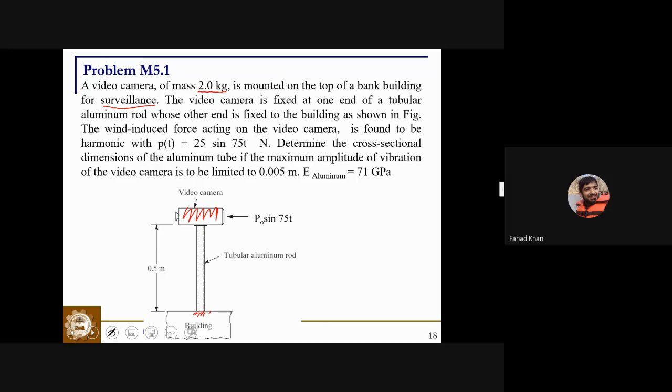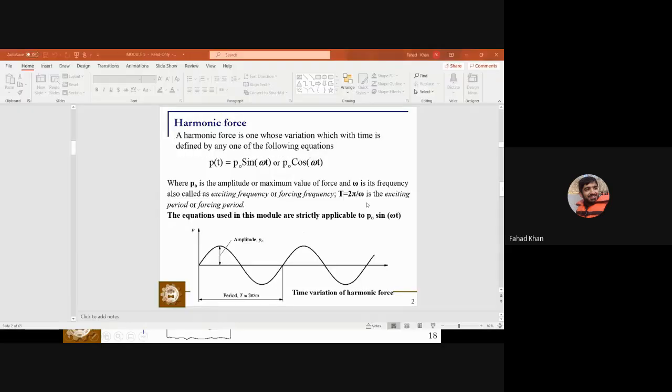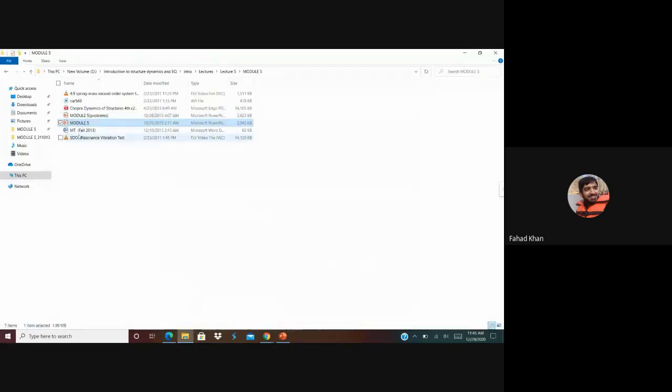The wind-induced force acting on the video camera is found to be harmonic with P(t) equals P naught sine omega t, which is 25 sine 75t newtons. Determine the cross-sectional dimensions of the aluminum tube if the maximum amplitude of vibration of the video camera is to be limited to 0.005 meter, and the modulus of elasticity of aluminum is 71 gigapascal. So let's go and check the solution of this problem.